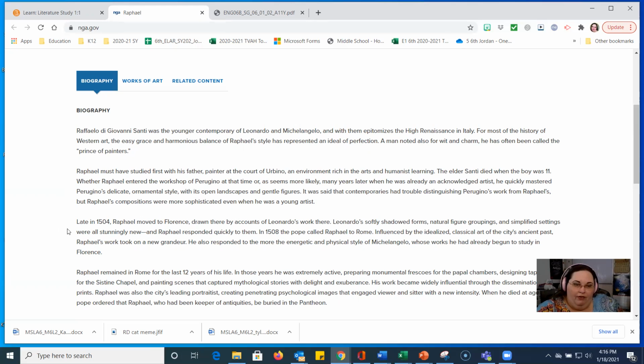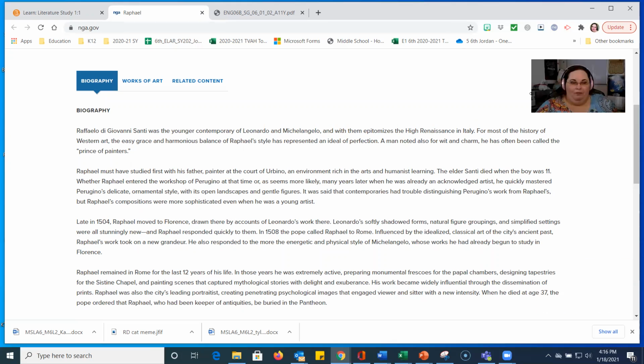Late in 1504, Raphael moved to Florence, drawn there by accounts of Leonardo's work. Leonardo's softly shadowed forms, natural figure groupings, and simplified settings were all stunningly new, and Raphael responded quickly to them. In 1508, the Pope called Raphael to Rome. Influenced by the idolized classical art of the city's ancient past, Raphael's work took on a new grandeur. He also responded to the more energetic and physical style of Michelangelo, whose works he had already begun to study in Florence. Raphael remained in Rome for the last 12 years of his life.